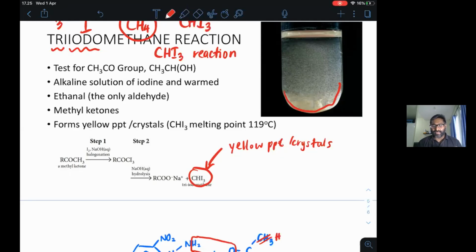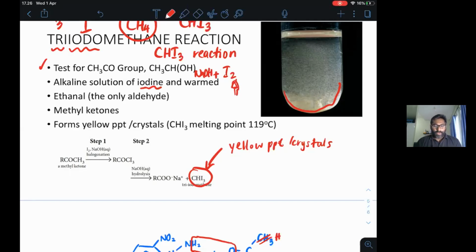Okay, it's more like forming some kind of crystals and so on. Now, what is the reactant that will be used? Before we go for the testing, what do they test? It's actually an alkaline solution of iodine. It means this is going to be I2. And then they put alkaline. So alkaline can be sodium hydroxide, potassium hydroxide. I'll just put sodium hydroxide. And they are going to warm it, heat it up.